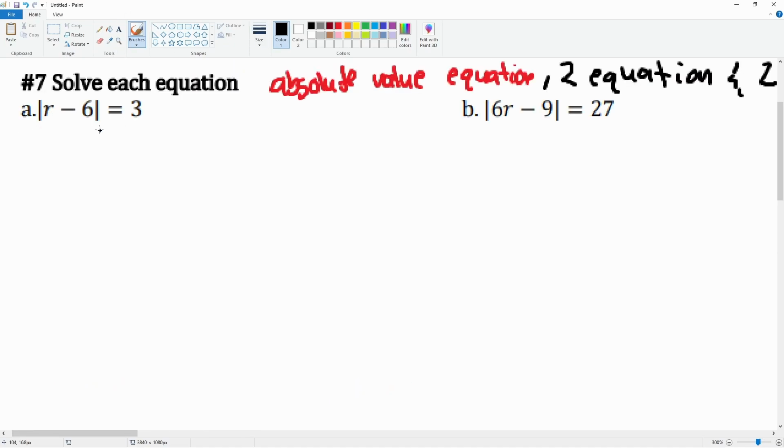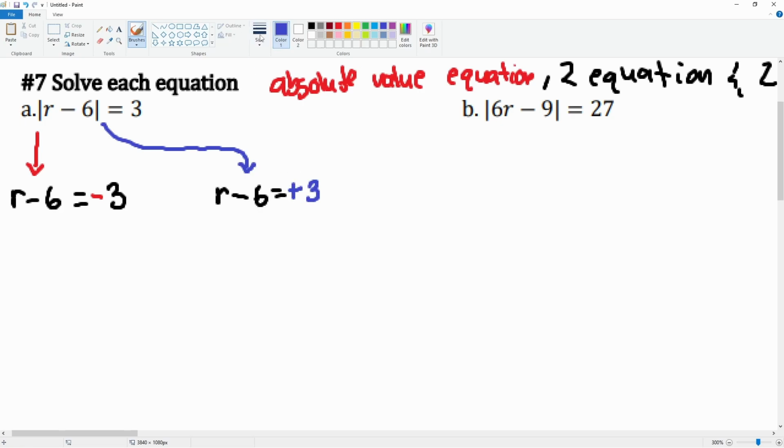So this is absolute value. It is split into two parts. It is first split into r minus 6 is equal to -3. This is the negative equation. Then it is split into the positive one, which is r minus 6 is equal to +3. But again, no one really writes that +3. It gets split into these two regular equations. So let's solve for it now.